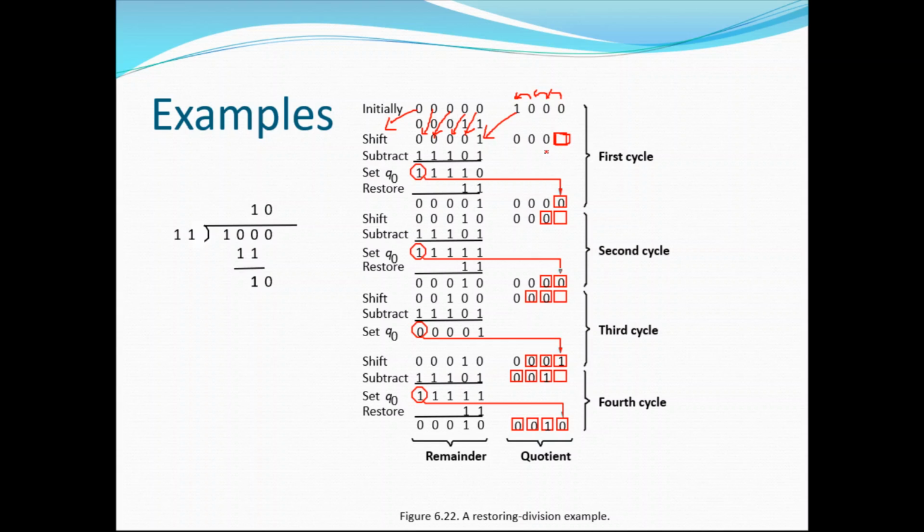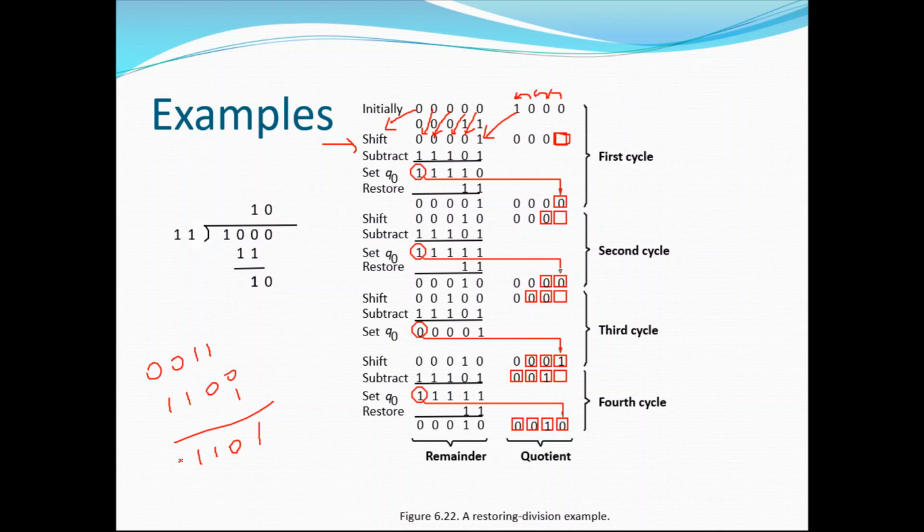Now we have to subtract M from this shifted version of A. How do we subtract? Actually, we take 2's complement of M. M is 0011, so take its 2's complement. Take 1's complement, that is 1100, and add 1. So that is nothing but 1101.